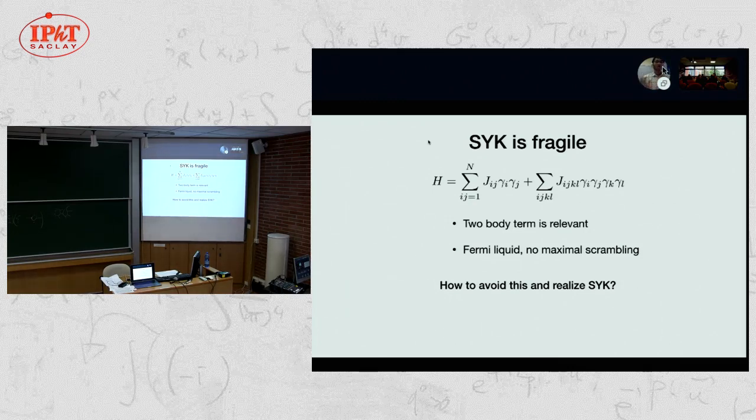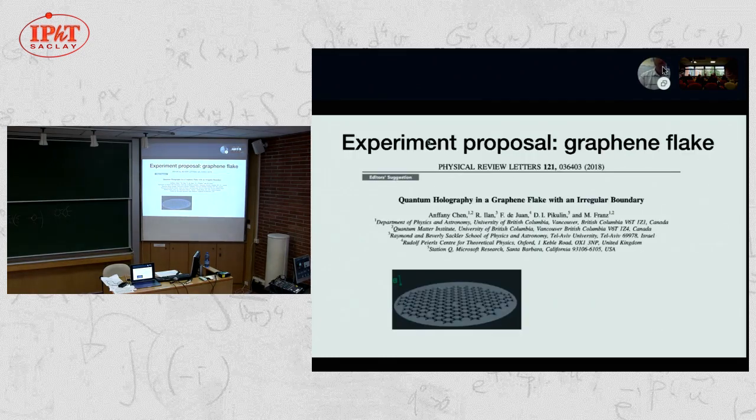Now I will review a few experimental proposals by other groups and also by our collaborators to do this. The first proposal is the following. It's a paper written in 2018 by a group led by Marcel Franz, and their idea is to use so-called graphene flakes. A graphene flake is an irregular piece of two-dimensional graphene, as you can see in the picture.